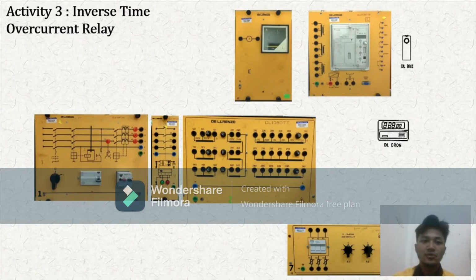For now, I will present activity 3, which is regarding the inverse time overcurrent relay. In this setup, the first item is the three-phase power supply, and then we have the CB, which is the circuit breaker, and then a transformer, and we have the emitter over here, and then a relay, and then the resistive loads, and we do not forget the buzzer and also the timer. The connections are like this.